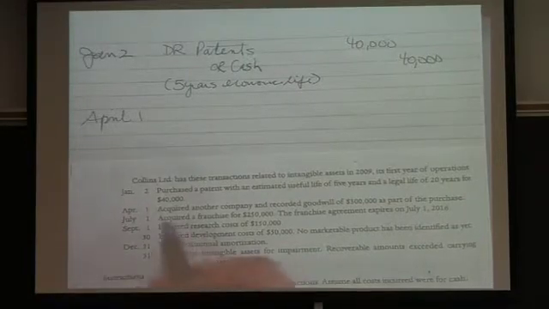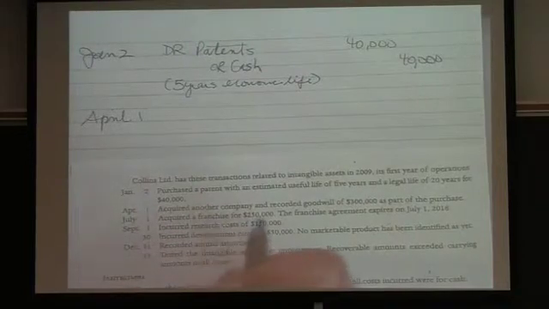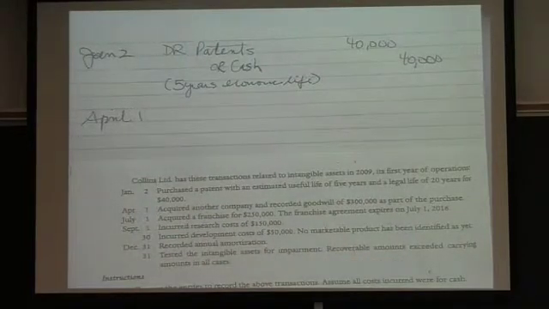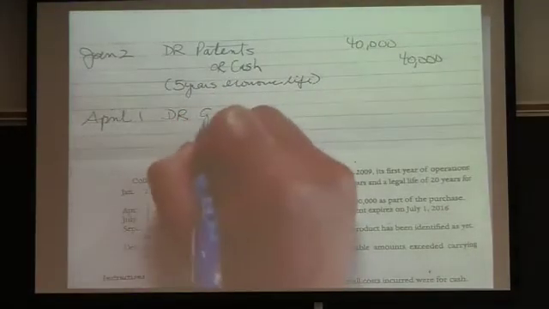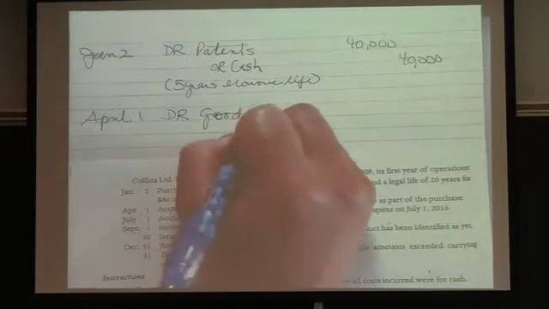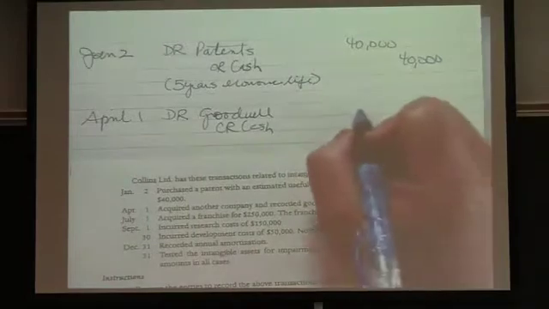So in this case, we're going to assume on April 1st, that's what Collins did. They bought a company and they paid more than the fair value of the net asset or shares of that company, and they paid an extra $300,000 and they call that goodwill. So that's an asset. So debit goodwill, credit cash for $300,000.